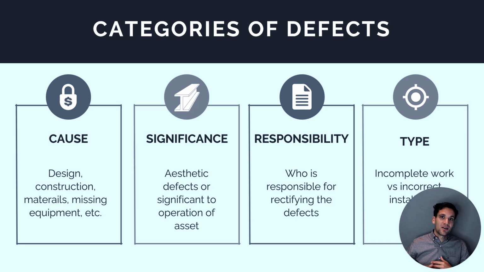We can also break them down based on who's responsible. Is it the responsibility of a subcontractor who's done something wrong? Is it because it's an incorrect design? Is it the responsibility of the designers to fix and get an answer to? And then finally, we can break them down by the type. Are they due to incomplete work, which we're waiting on materials to do, or is it because of an incorrect installation? So these are some of the different ways we can categorize and break down defects on a project.